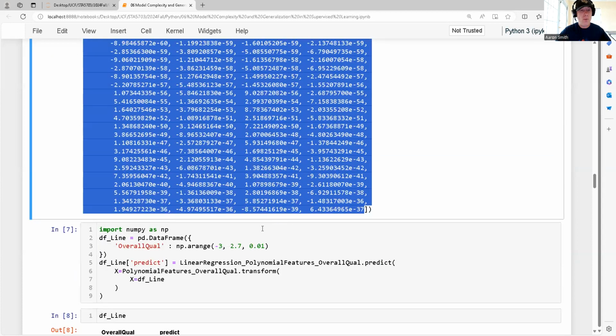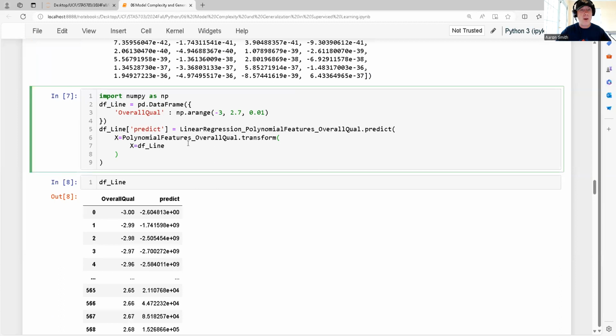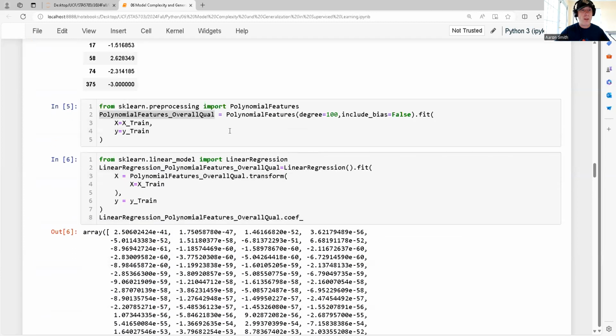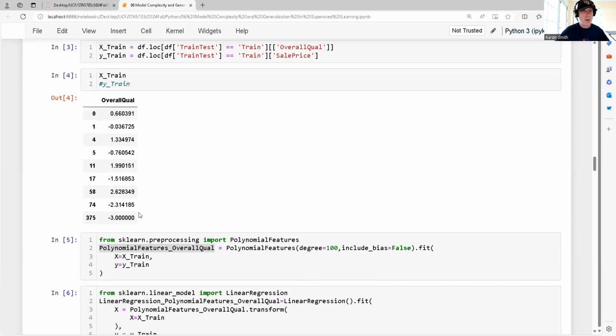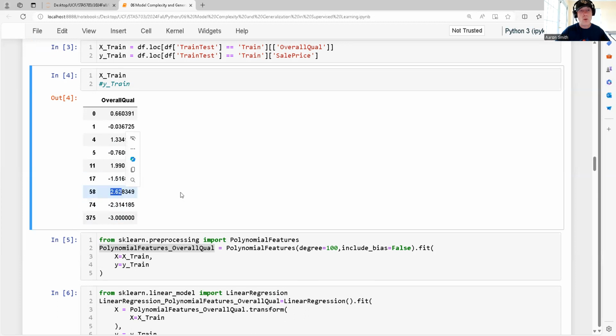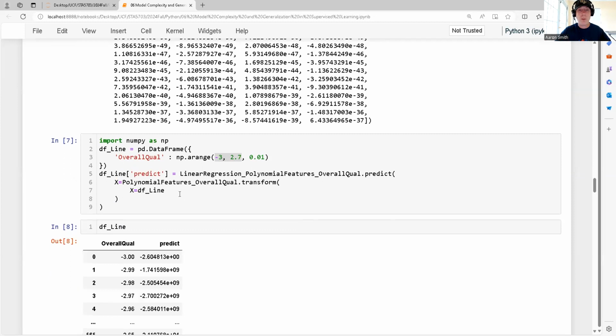All right, so now let's figure out the predicted value where I go from -3 to 2.7. That's the range of my predictor variable data. So you can see we have -3 up to 2.62, going inside that range. So I'm interpolating, not extrapolating.